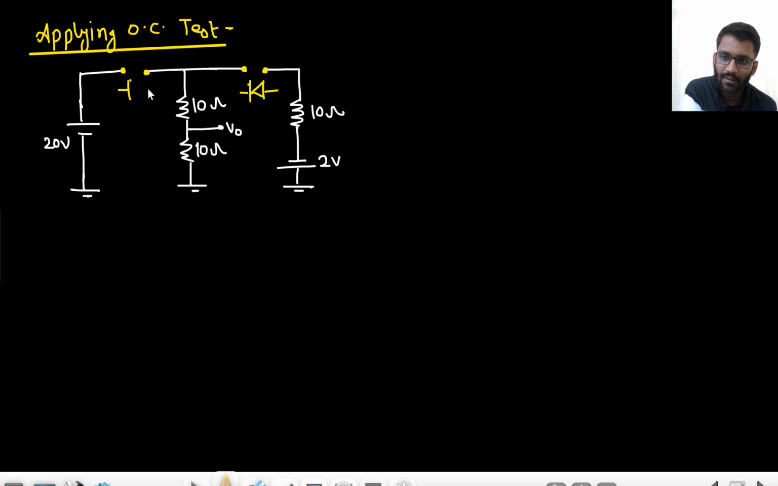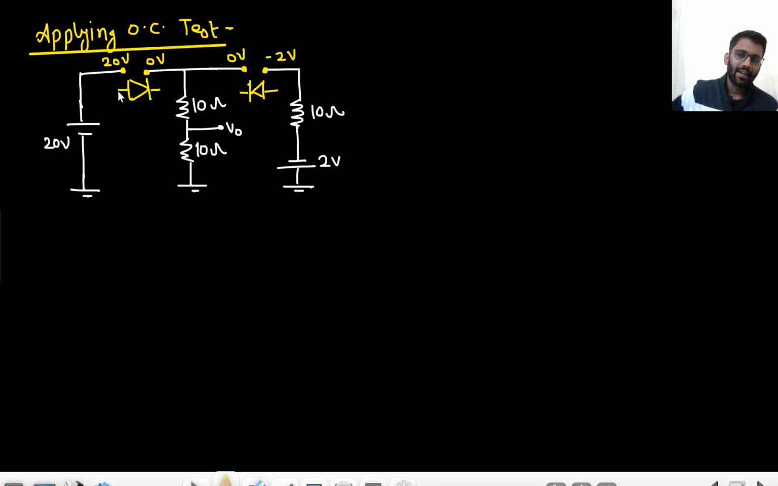So here what is the potential? 20 volt. And here what is the potential? 0 volt. This potential will also go there, 0 volt. And what is the potential here? Minus 2 volt. Tell me, what is the condition? This diode D1 has its P side here.